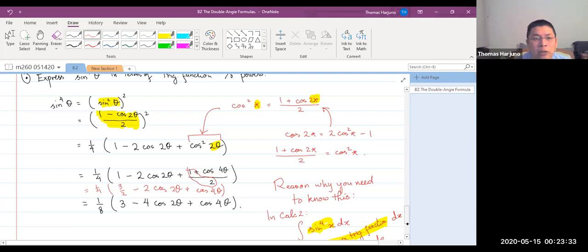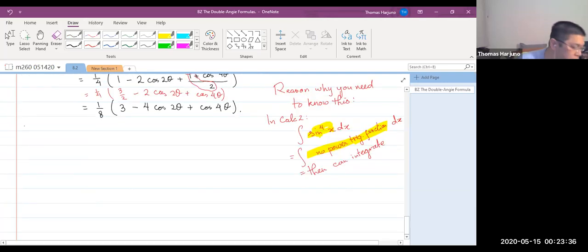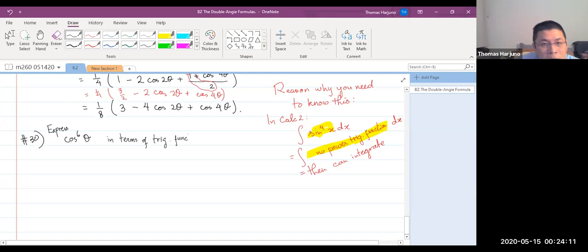Now, our textbook has this question, number 30. Basically, you have cosine to the 6th theta. Express this cosine to the 6th theta in terms of trig functions without power.